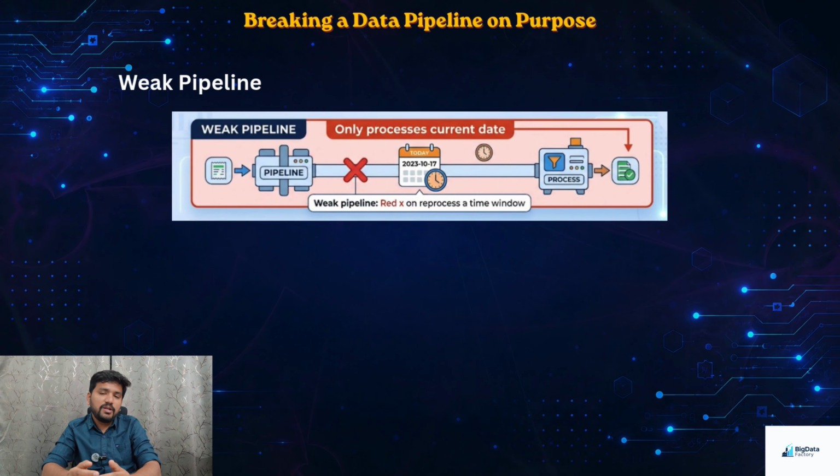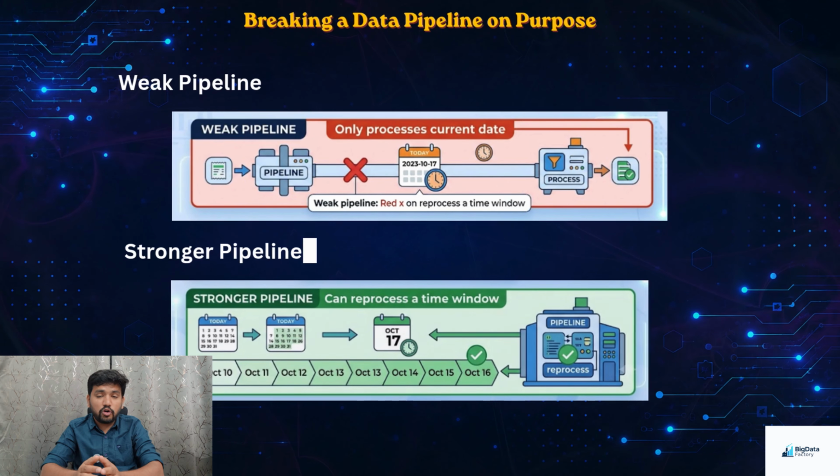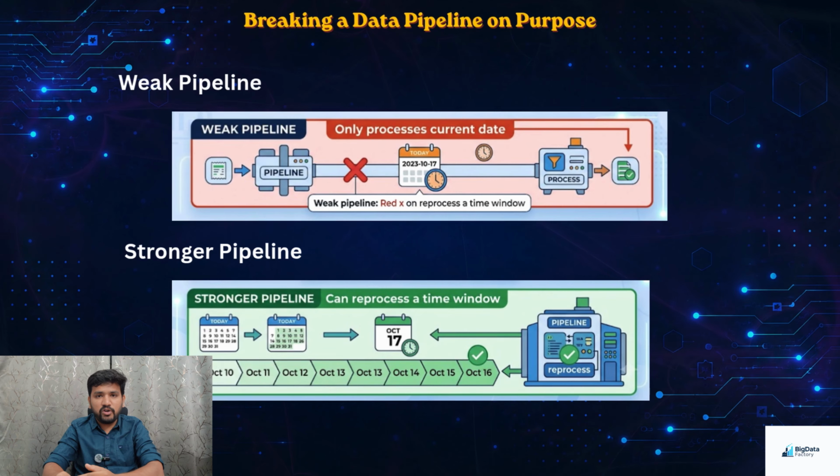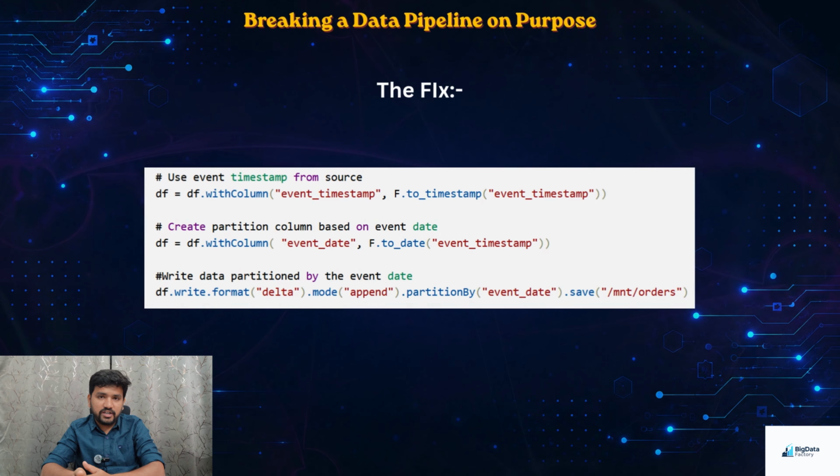A weak pipeline only processes the current data. A stronger pipeline can reprocess a time window. For example, every run can reprocess the last 3 days, or we can support manual backfills for a selected date range. The fix: use event date, not only processing date. Partition data by date, and design the pipeline to safely reprocess old partitions. Production lesson: late data is not an edge case, it is normal.